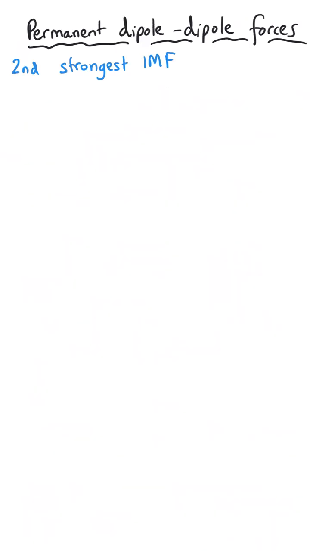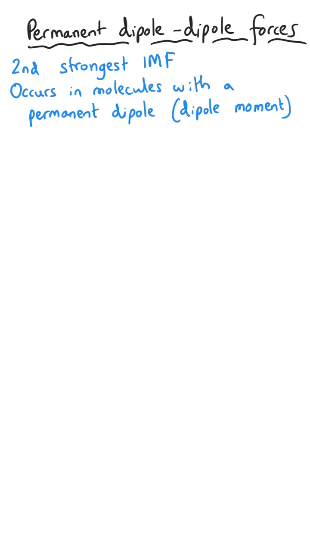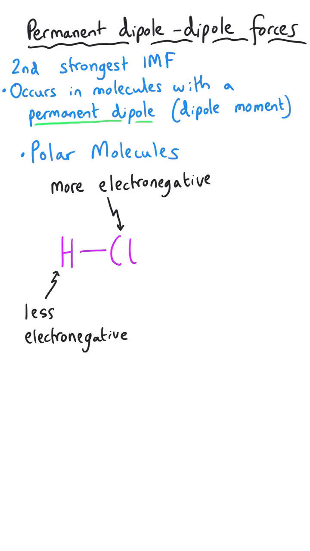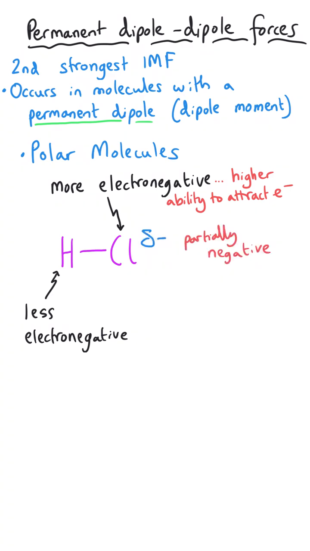The simplest intermolecular force is called permanent dipole-dipole forces. This is actually the second strongest intermolecular force, and it occurs between polar molecules. This is molecules that have got a permanent dipole. Dipoles occur where you get a covalent bond between elements that have got different electronegativities. What that means is one of the atoms has a greater power to attract the electron density in the covalent bond than the other, and so the electrons are pulled towards one of these atoms, making it partially negatively charged and leaving the other one partially positively charged.